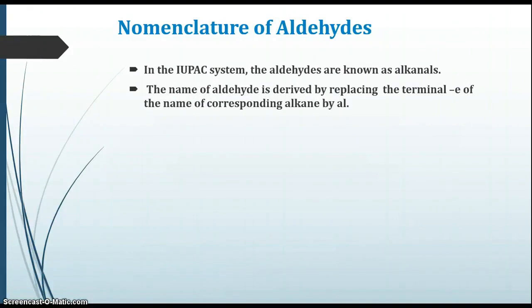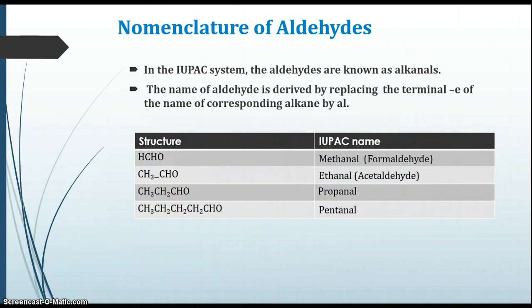In the IUPAC system, the aldehydes are known as alkanals. The name of the aldehyde is derived by replacing the terminal E of the corresponding alkane by Al. Let us see few examples. As you can see in the first example, HCHO, there is only one carbon atom which corresponds to alkane methane. So replacing the terminal E by Al, we get methanal, and the common name of methanal is formaldehyde.